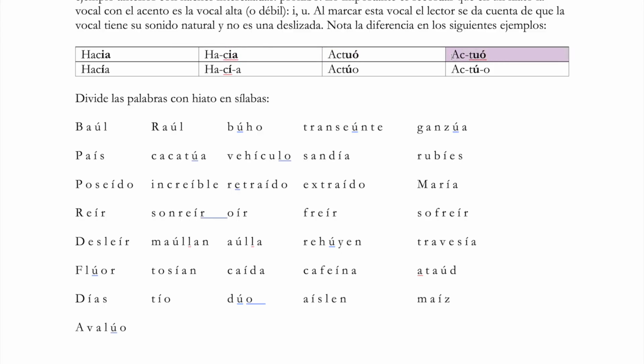Versus over here, we have syllable 1 and 2. It ends in a vowel. The stress is in syllable 1. We have to mark it. And the question can be, is it over the U or is it over the O? Well, because it's a diphthong, we put it over the O. If it were a hiatus, we would put it over the U, because that would signal to the reader U is going to have its natural sound.